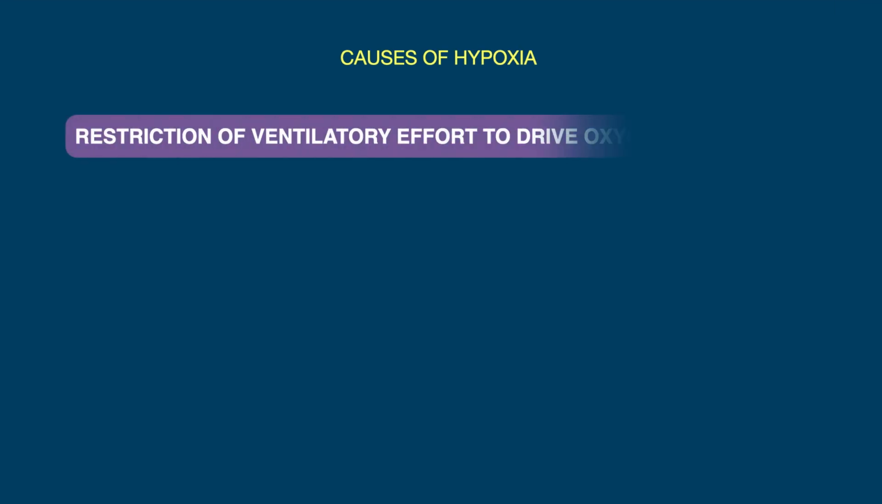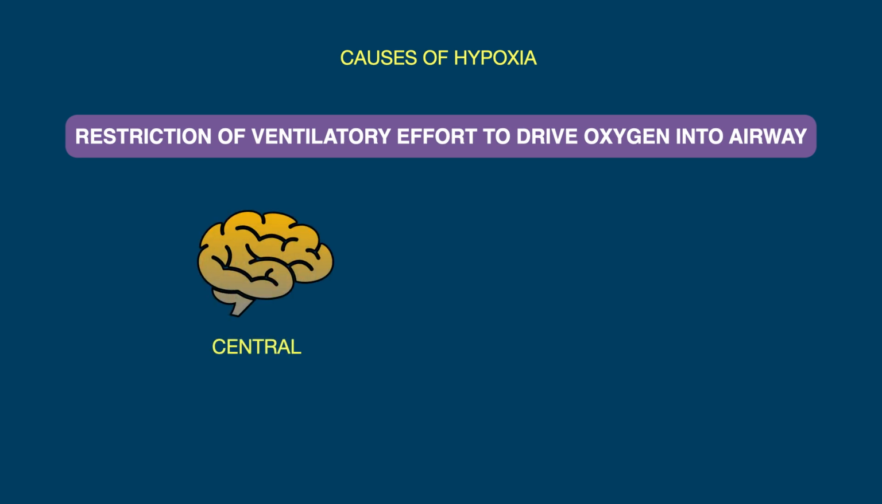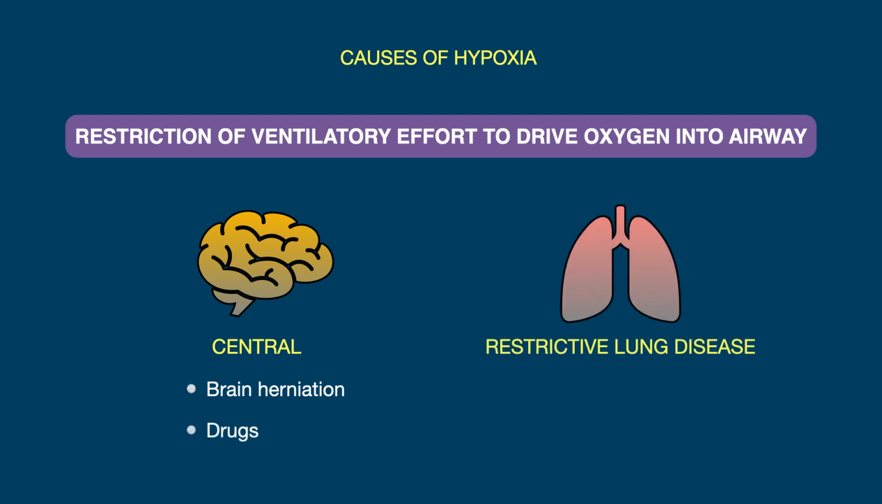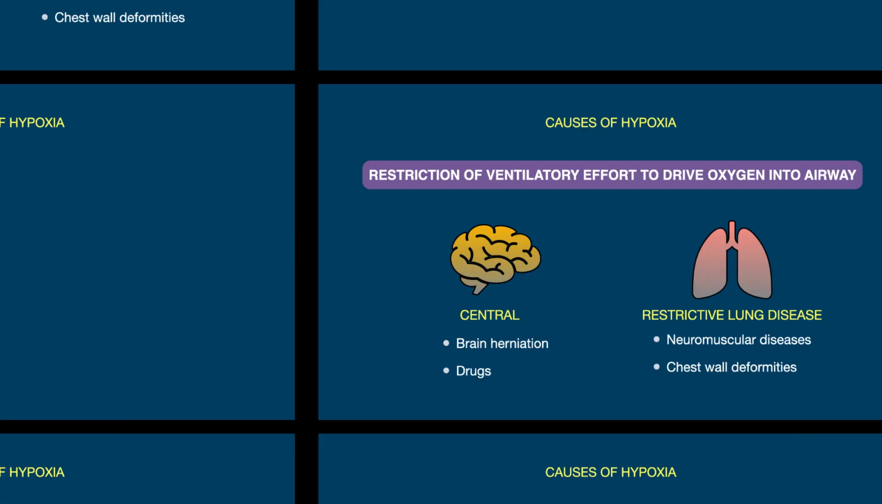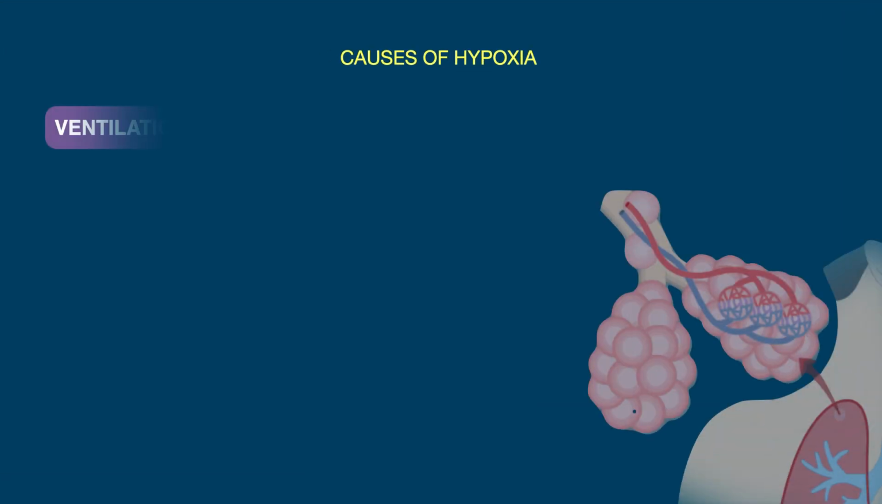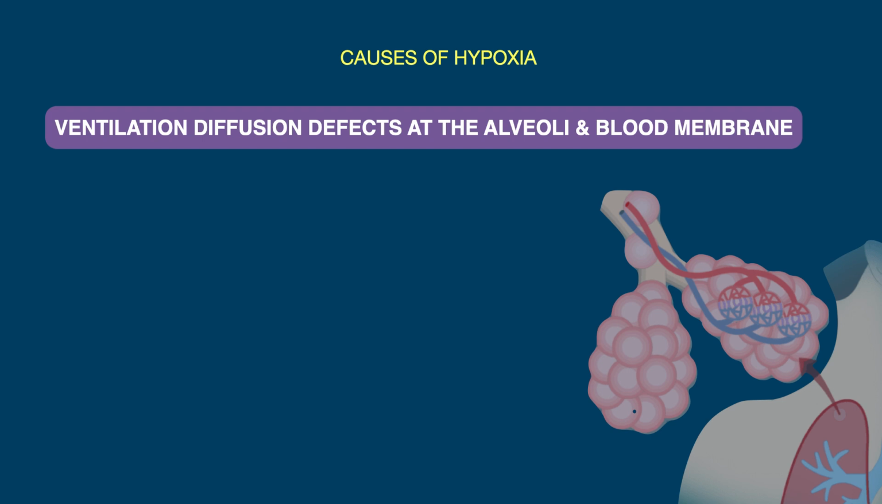Next, restriction of ventilatory effort to drive oxygen into the airway can lead to hypoxia. Central hypoventilation happens when respiratory control in the brain is compromised by brain herniation or drugs. Another form of hypoventilation occurs in restrictive lung diseases, when there is impaired alveolar ventilation from neuromuscular diseases and chest wall deformities. Ventilation diffusion defects at the alveoli and blood membrane.